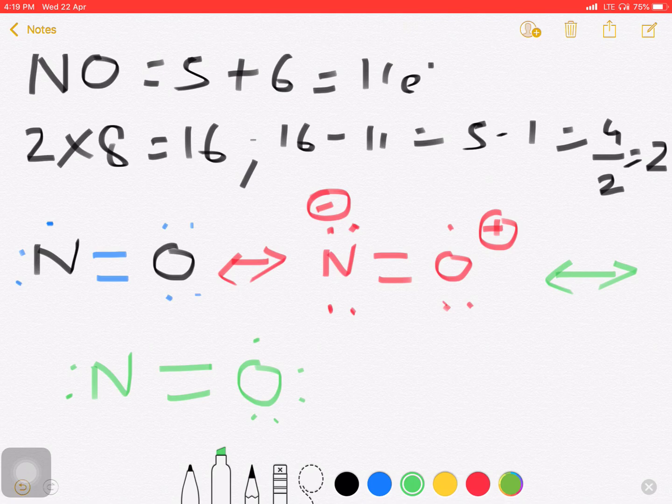And now total for oxygen: 2, 4, 5, 6, 7. So it has gained 1. So now this acquires a negative charge. And this nitrogen is 1, 2, 3, 4. It has lost 1. So it acquires a positive charge. So this is the structure of NO.